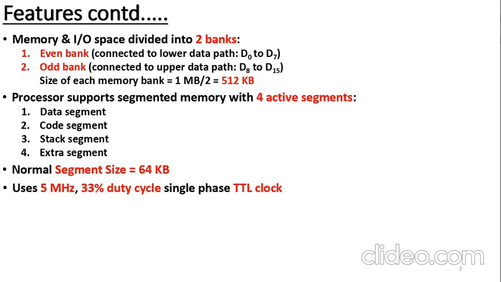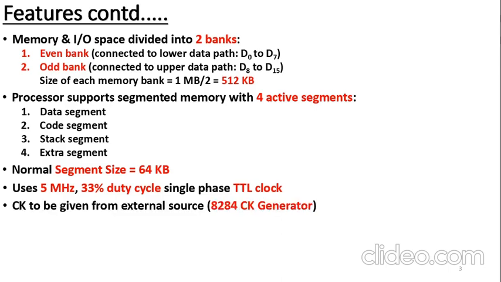It means that the voltage of this particular clock ranges from 0 volt, that is for logic 0, and plus 5 volt, that is for active clock of logic 1. Then this clock is to be given from the external clock generator, and the clock generator which is used in the design is the 8284 clock generator. It is an external clock generator needed here.